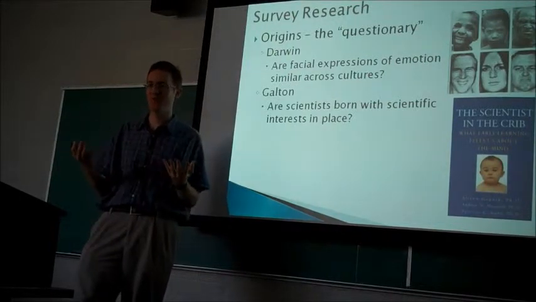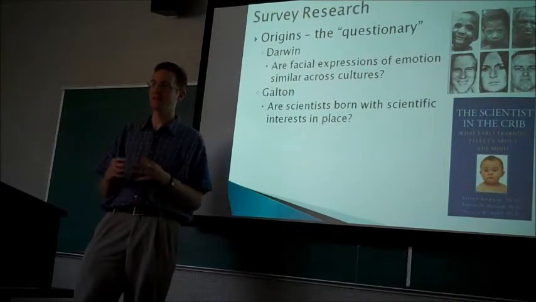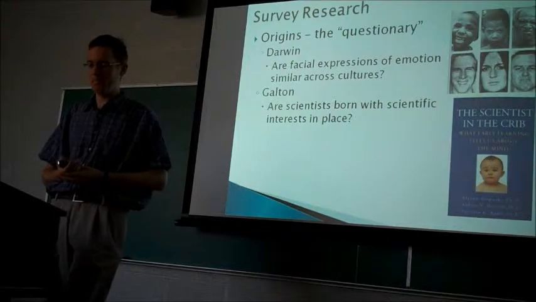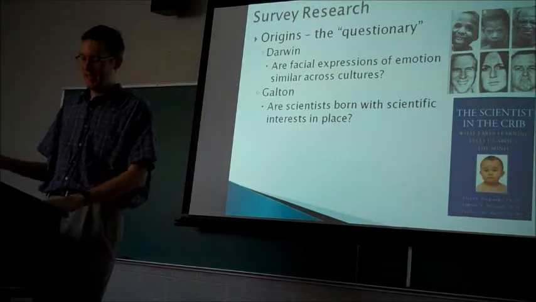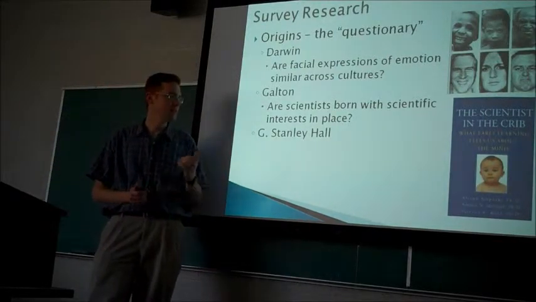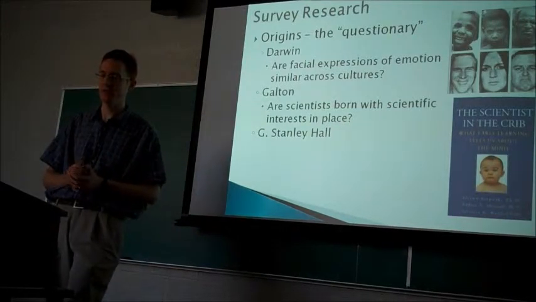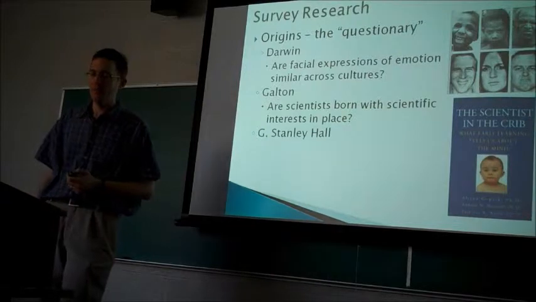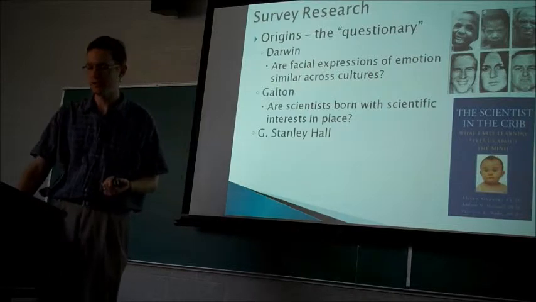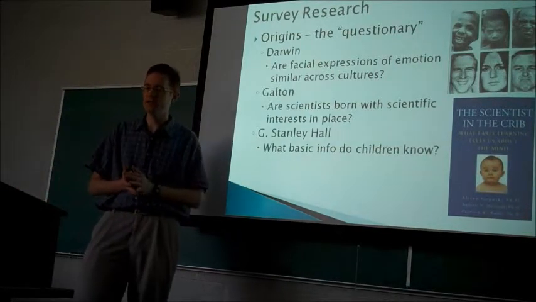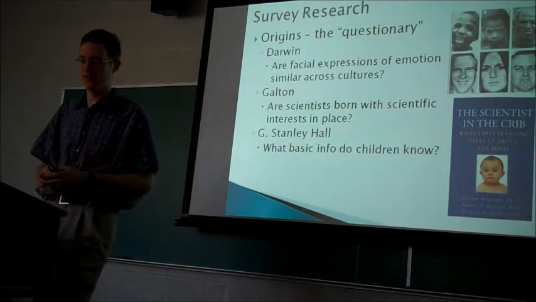We know of better ways to answer this type of question now, using family studies and looking at genetics and things like that. But anyway, it's just another example of early survey research. And then another famous example is Stanley Hall, who really popularized the survey in American psychology. So Hall did a lot of developmental work looking at psychology in children, and he did a survey method to figure out what basic information children know, children of different ages.